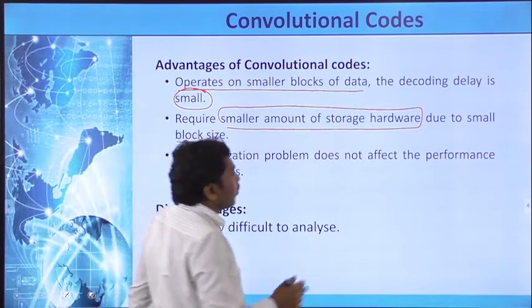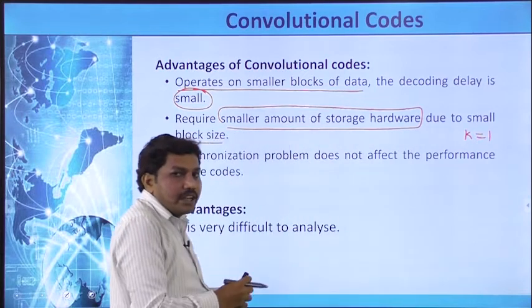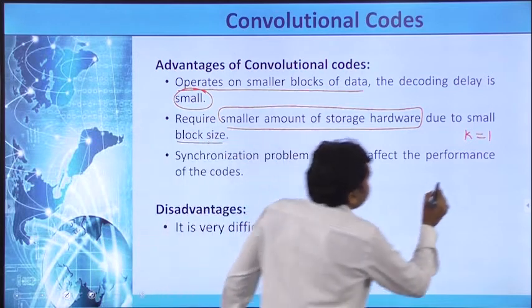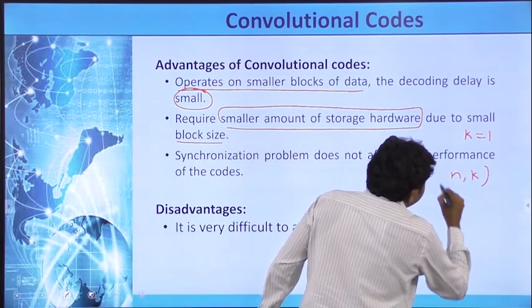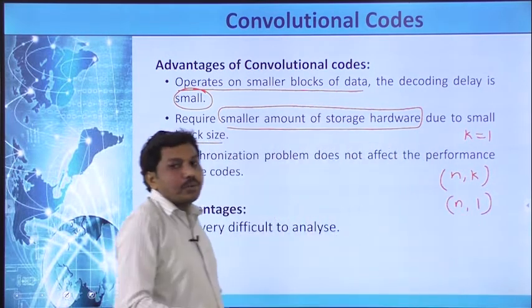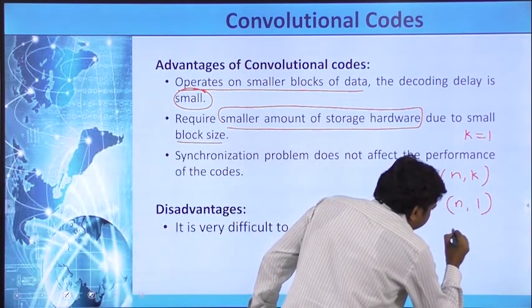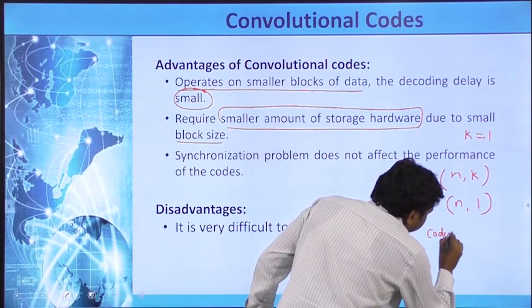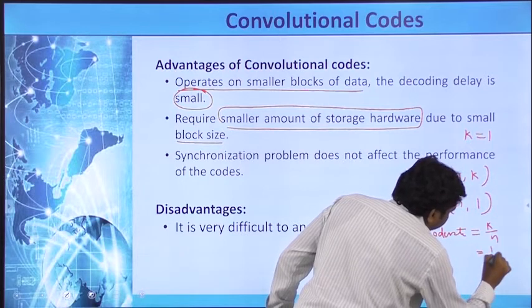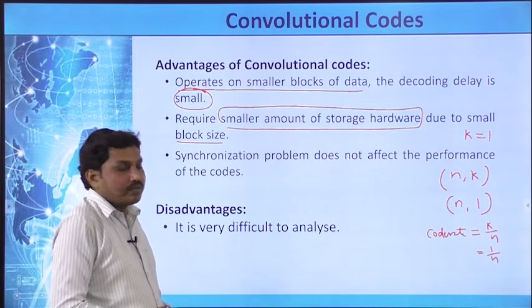In the case of convolutional codes, k equals 1. That indicates only one bit is entered into the shift register each time. That is (n, k): the k value is always 1. It is simply (n, 1), where n represents the output bits. So k equals 1. The code rate or code efficiency in convolutional codes is always k by n, that is 1 by n. n means the number of bits, it may be 2, 3, 4 also. It depends upon the convolutional encoder.